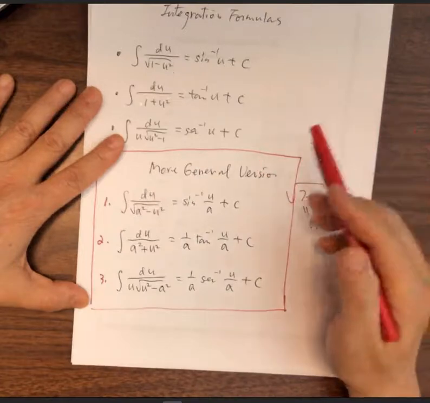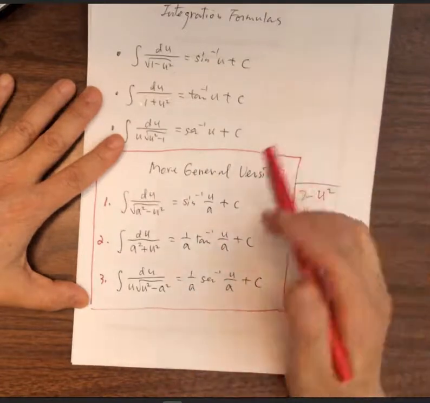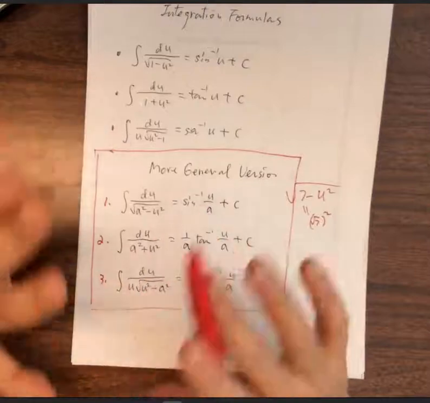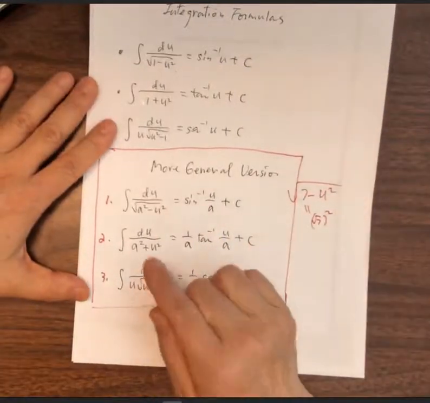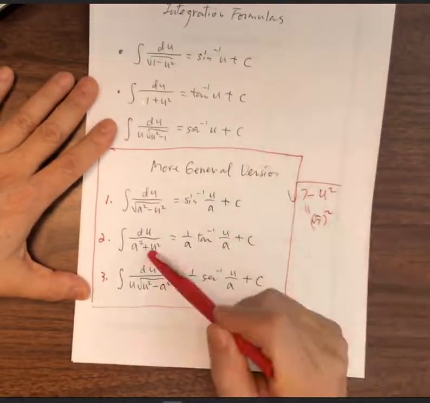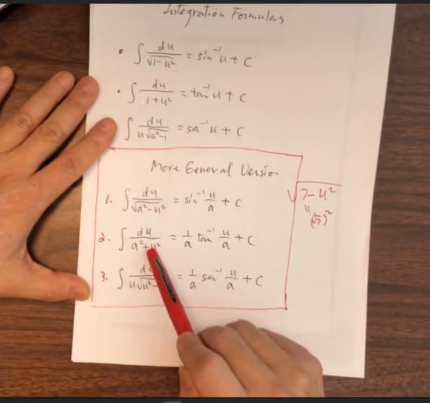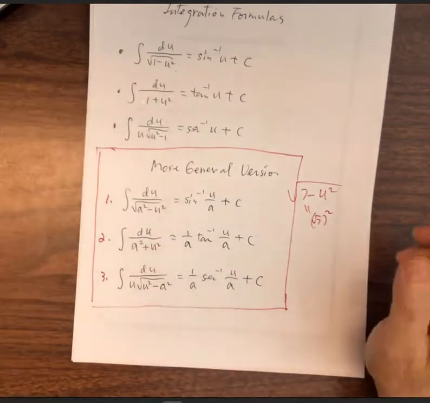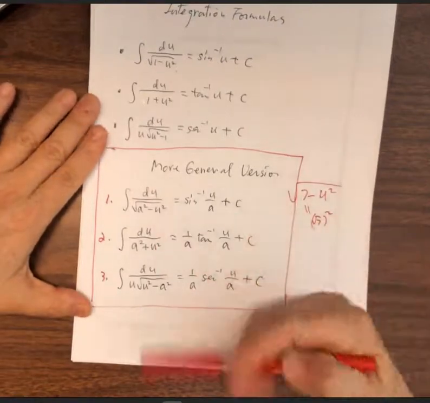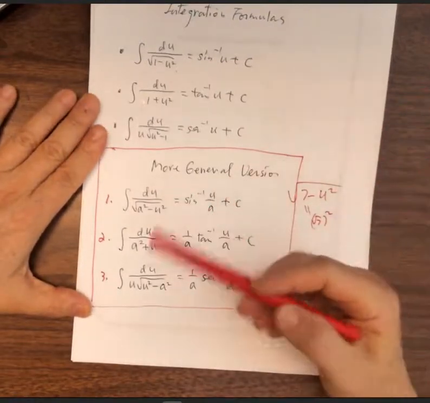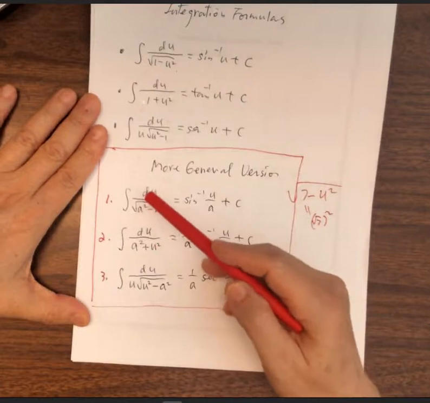All right. Also, if you see no radical with a sum between two terms, most likely you're going to have to use this second formula. Now, with the radical, you're going to choose between first and third.